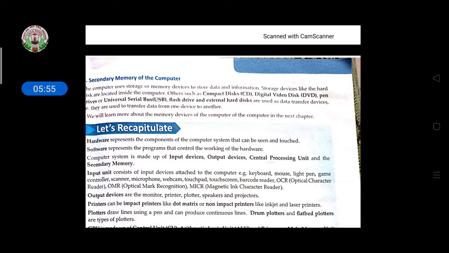External hard disks are used as data transfer devices, to transfer data from one device to another. Here, secondary memory of the computer means the memory devices that store data and information. These storage devices are located in the hard disk of the computer, but some, such as the CD, DVD, pen drive, USB flash drive, and external hard disk, are used for transferring the data.